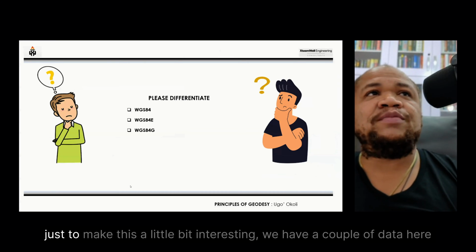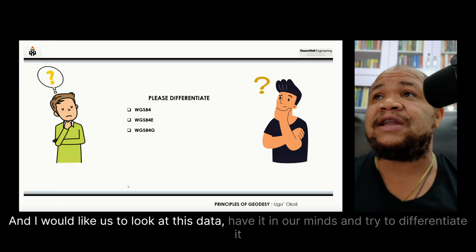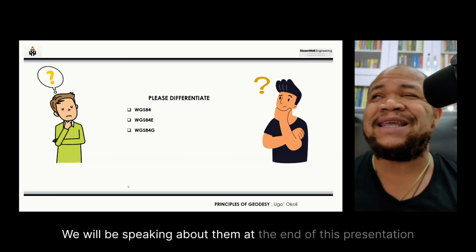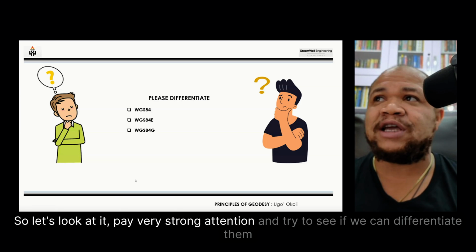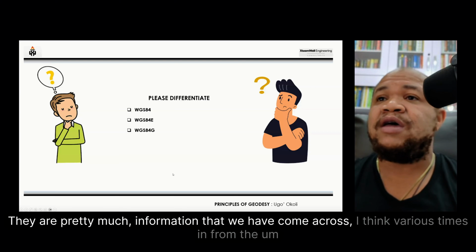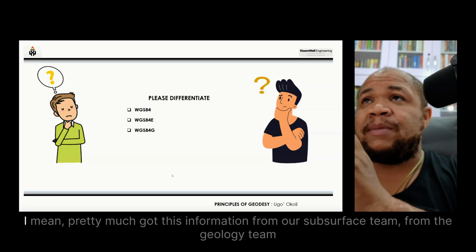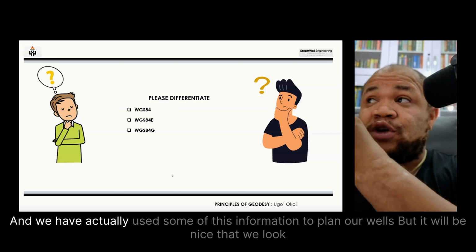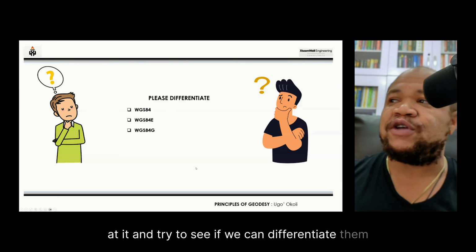So before we move ahead, just to make this a little bit interesting, we have a couple of data here, and I would like us to look at this data, have it in our minds, and try to differentiate it. We will be speaking about them at the end of this presentation. So let's look at it, pay very strong attention, and try to see if we can differentiate them. They are pretty much information that we have come across various times. We got this information from our subsurface team, from the geology team, and we have actually used some of this information to plan our wells. But it would be nice that we look at it and try to see if we can differentiate them.